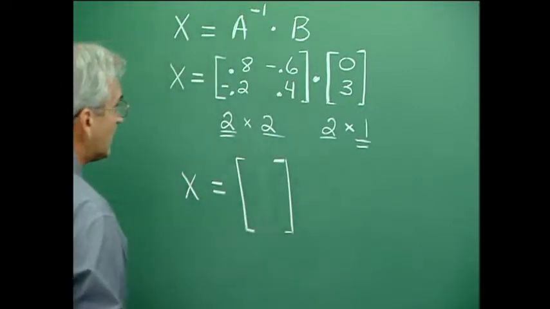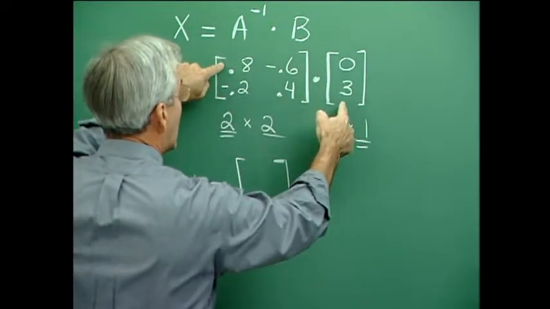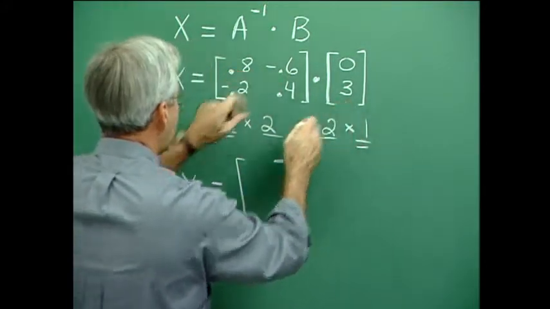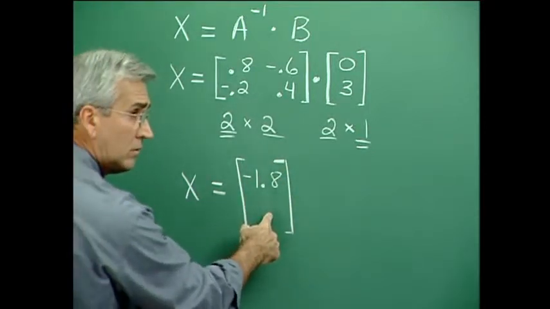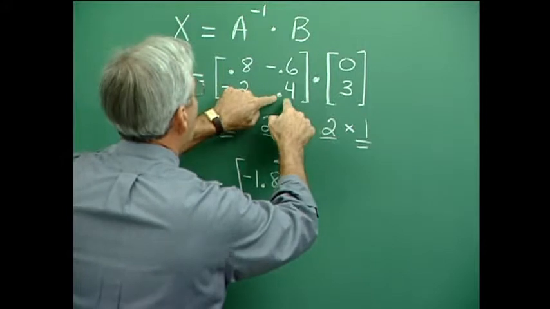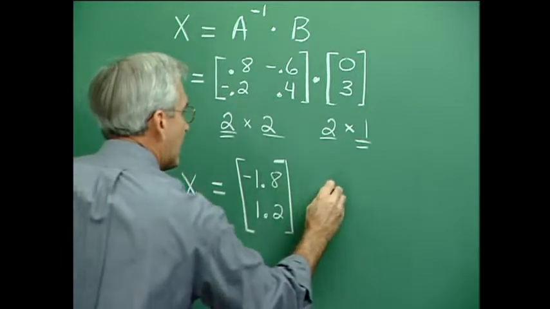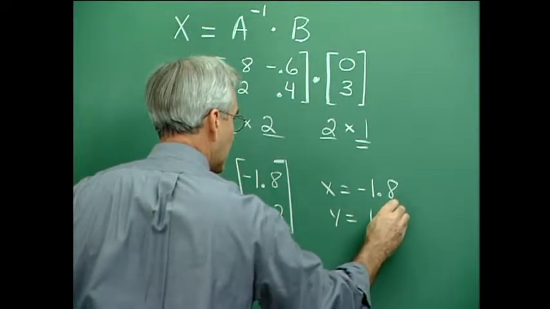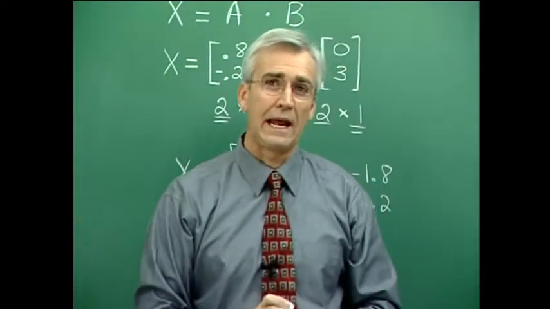Okay, let's make the calculation. For this entry, it's in the first row, first column. So 0.8 times 0, it's out of here. Negative 0.6 times 3 is negative 1.8. And then for the second row, first column, negative 0.2 times 0 is out of here. 0.4 times 3 is 1.2. So we know then that x is equal to negative 1.8, y is equal to 1.2 as the solutions to this system of equations. Let's see how the calculator would handle the situation.